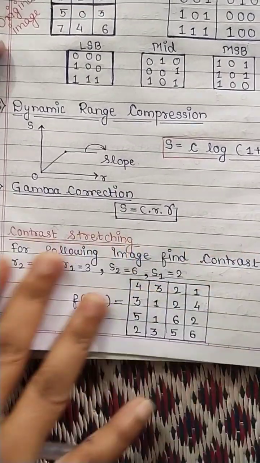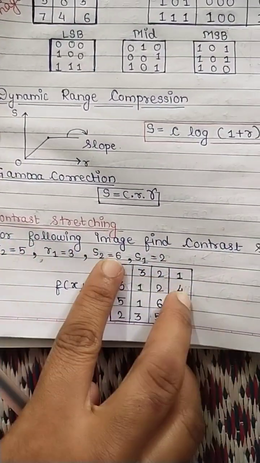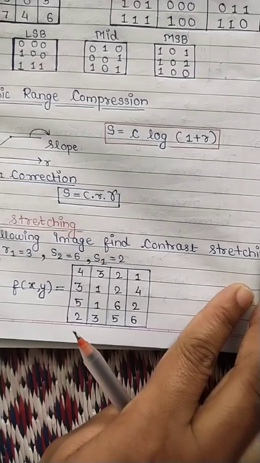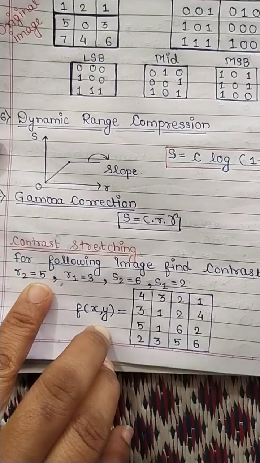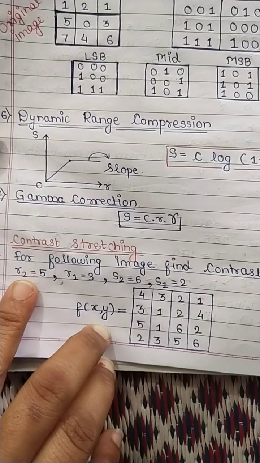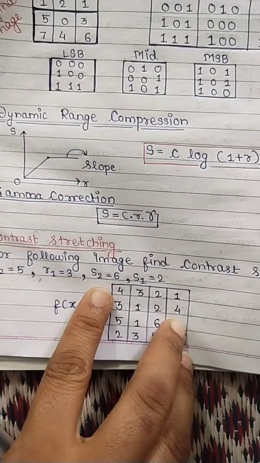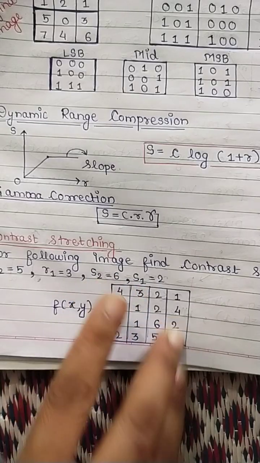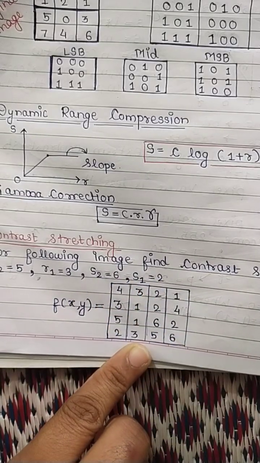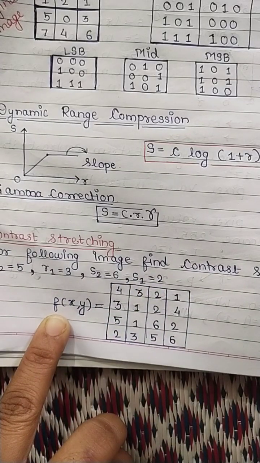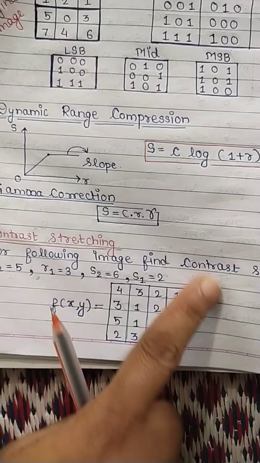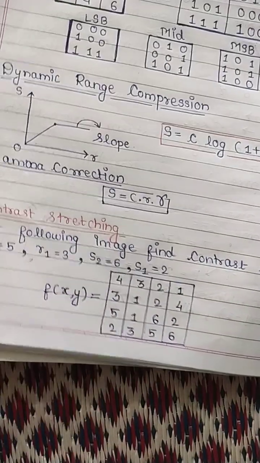Suppose in the exam they will ask you like this: for the following image, find the contrast stretching where the input gray levels are given, that is R1, R2, and the output gray levels are S1, S2. And the pixels of that image are given, denoted by f of x, y. Now this is all given. Now see how to solve this.